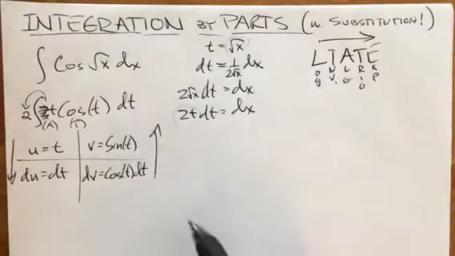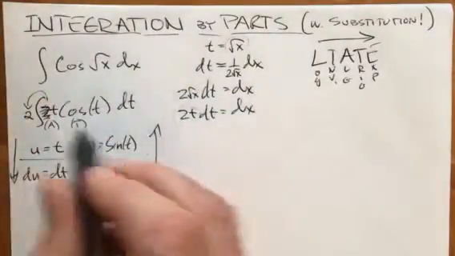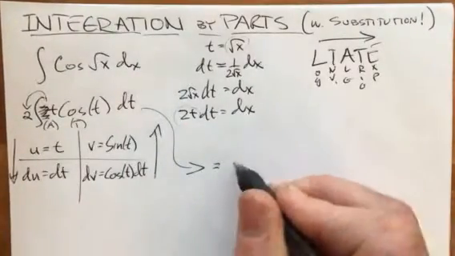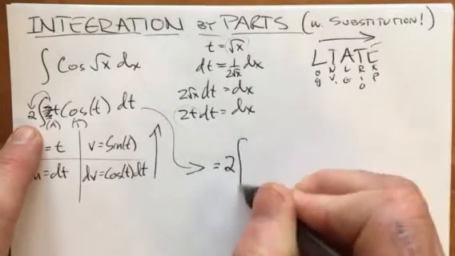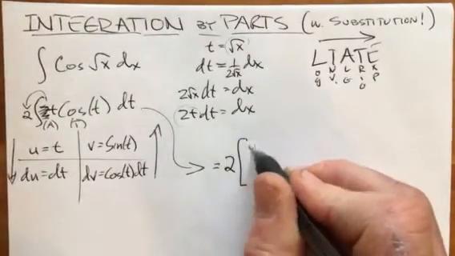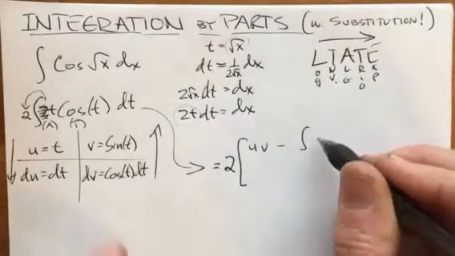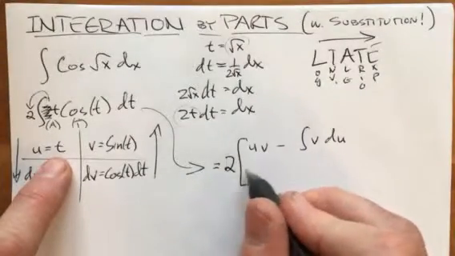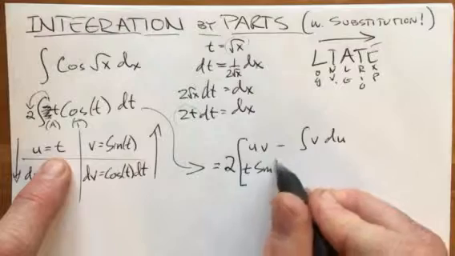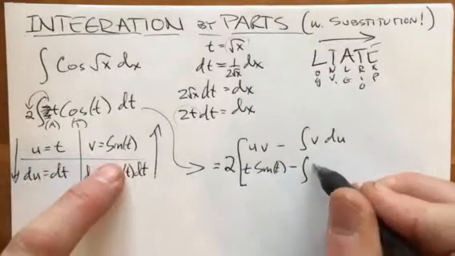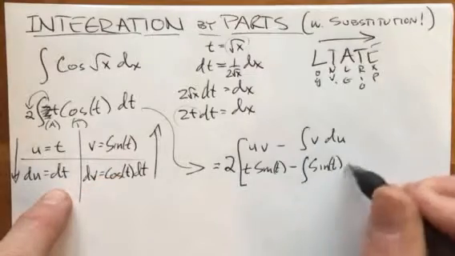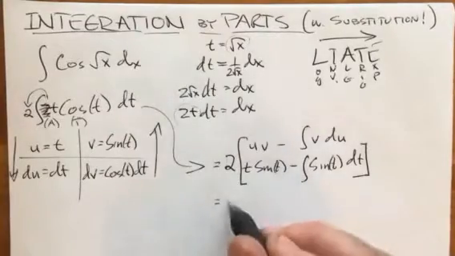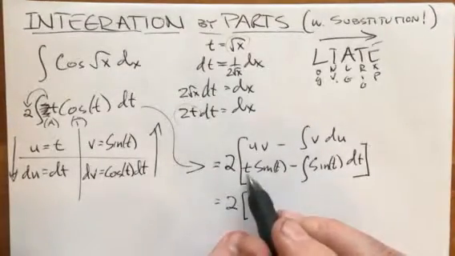And then remember, our little formula for integration by parts is that when we get it into this format, this integral is going to be equal to, I'm not forgetting the 2, that's the easiest thing to do, 2 times uv minus the integral of v du. All right, well, uv is just t sine of t minus then the integral of the sine of t dt.